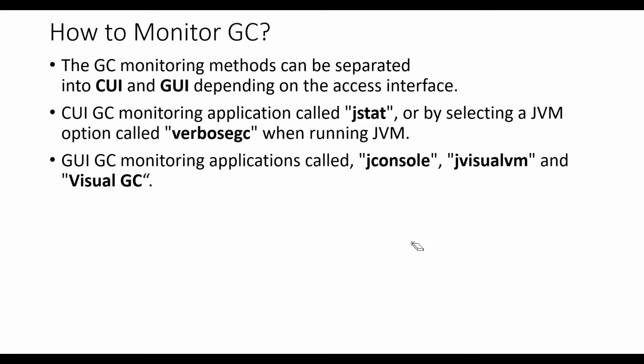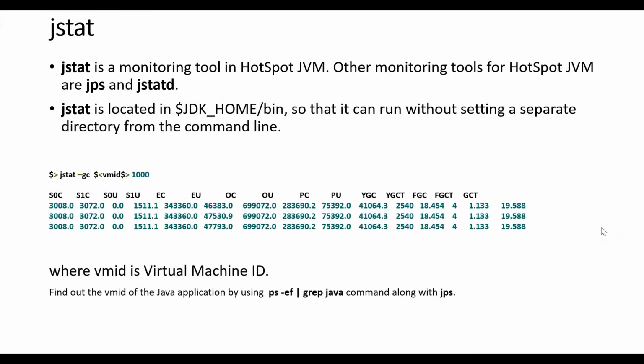What is CUI GC? When you are not allowed to use these tools, or these tools are creating additional overhead, you can use jstat, verbose GC, this kind of commands on your JVM, right? Now you can see this is just an example of how these commands work. So it is again a statistics tool. I would urge you guys to look at the bin directory of your Java.